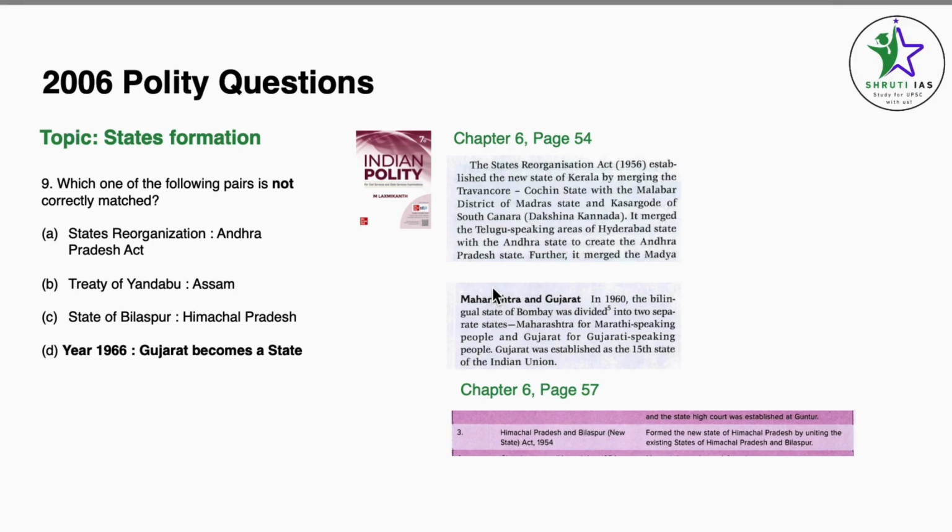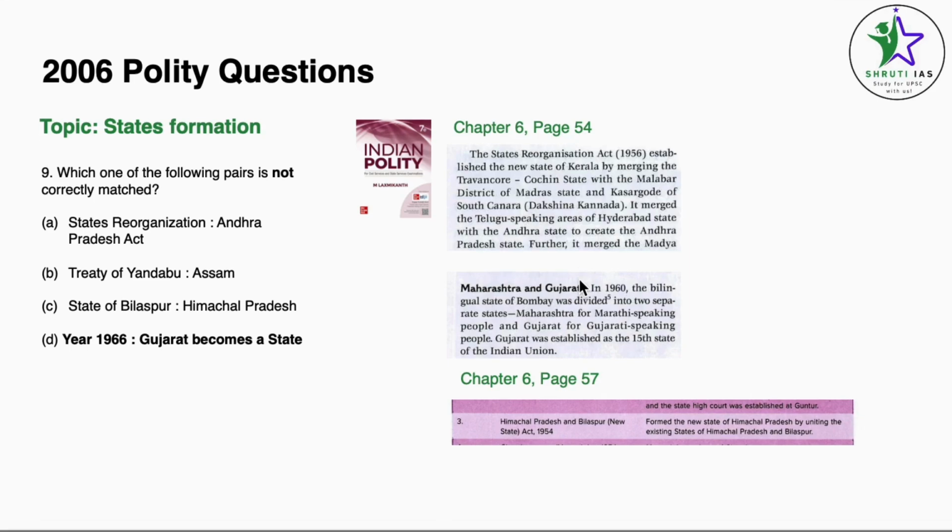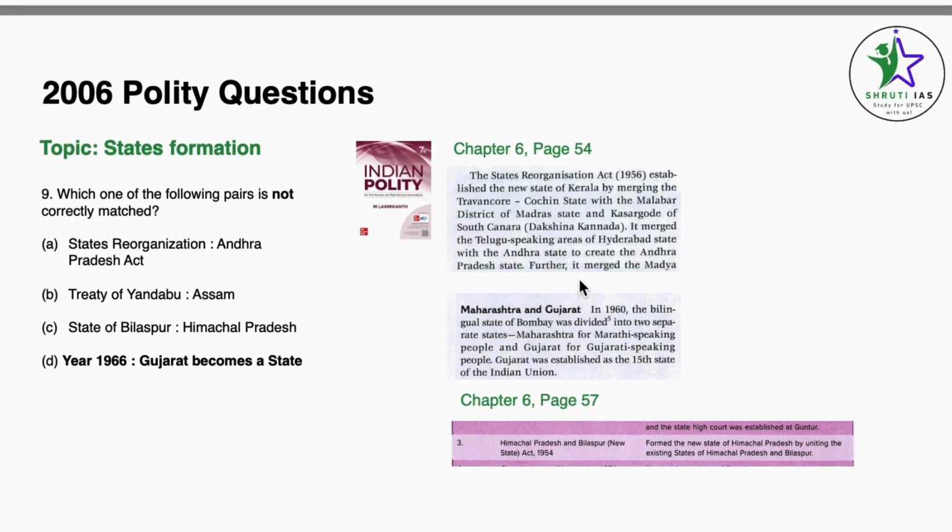Point number 2, Treaty of Yandabu is related to Assam. Now this is not really given in Lakshmikanth, it's given in Spectrum. This treaty was signed in 1826 and this is correct. Coming to point number C, state of Bilaspur, Himachal Pradesh. Now same chapter, page number 57.